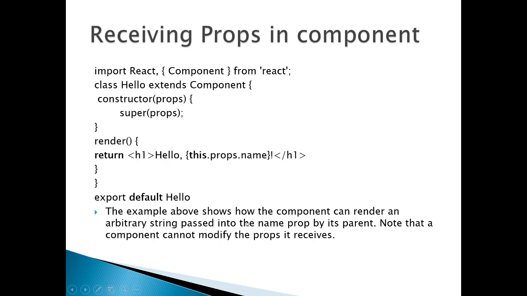The example above shows how the component can render an arbitrary string passed into the name prop by its parent. Note that a component cannot modify the props it received. It cannot change the value of this prop. It can be changed only by its parents.